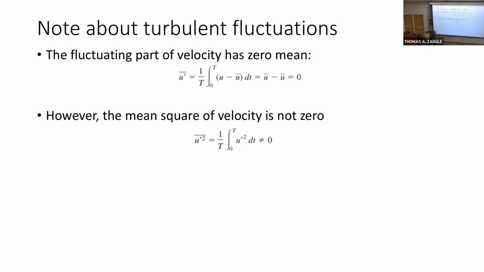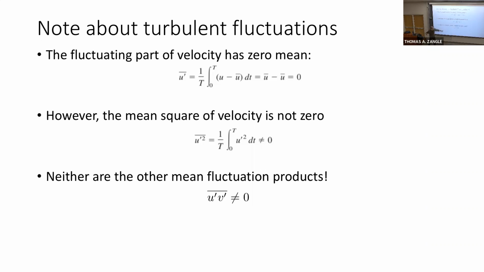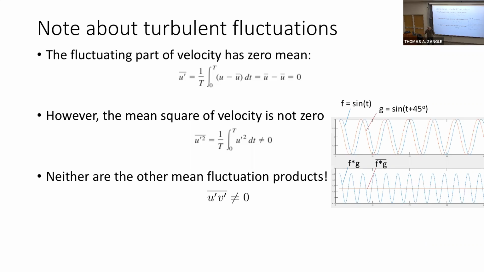And nor are the other mean fluctuation products. One way that I think about this is to look at two signals, f and g. f is sine of t, and g is sine of t plus 45 degrees. The time average of a sine function is just zero. So the time average of f, f bar, is zero. The time average of g is also zero.